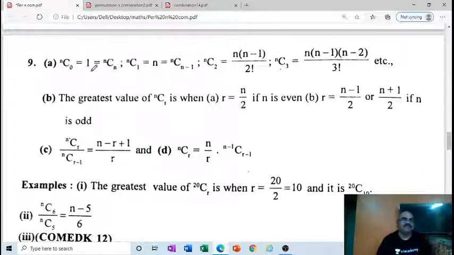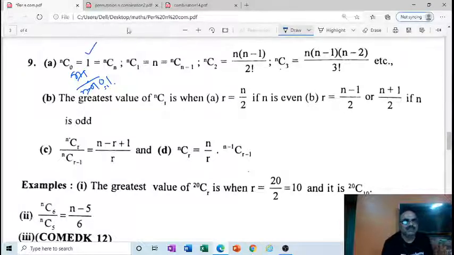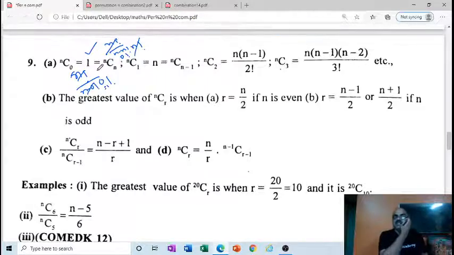NC0 is 1. Why, you tell me? N factorial by n minus 0 factorial into 0 factorial. N minus 0 factorial is n factorial only. 0 factorial is anyhow 1. 1 by 1 is 1. NCN we have already discussed. Same way, n factorial by n minus n factorial into n factorial. Same way, this is 0 factorial. Cancels. It is 1. So NC0 equals NCN equals 1.